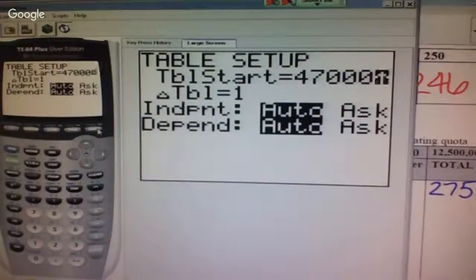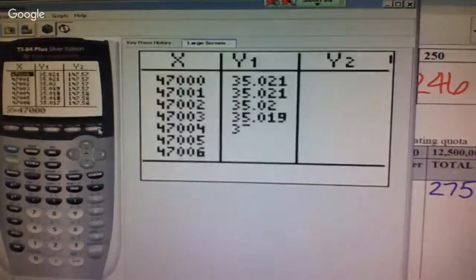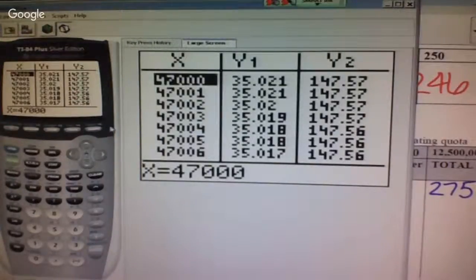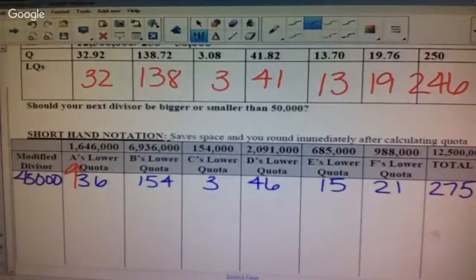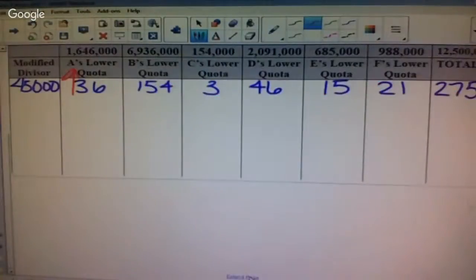If you hit graph, it's going to take forever. You kind of have to shut it off or pull a battery out and put the battery back in. It takes forever sometimes. If you accidentally hit graph instead of second graph, it takes forever. So sometimes you just need to pop the battery out and run with it.